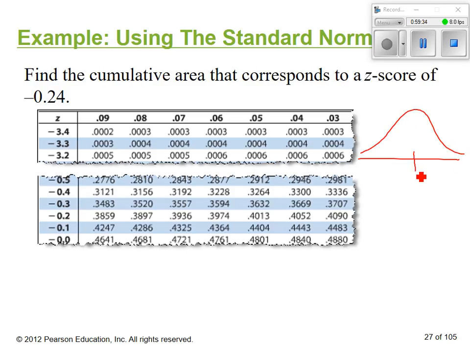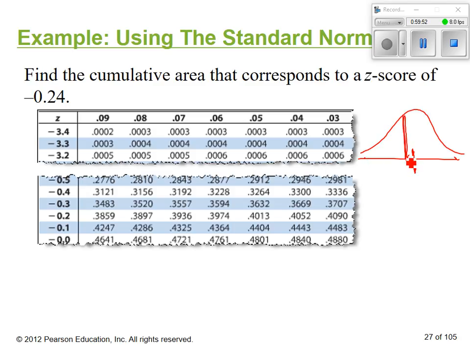About 40%. Where am I going to be on here if we're at negative 0.24 z-score? Am I going to be way over here? Below the mean, right? Way below, like way down here? No, negative 0.24 is going to be somewhere real close in there.